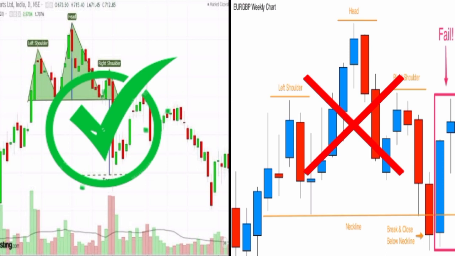In terms of technical analysis, the head and shoulders pattern is a predictive chart formation that usually indicates a reversal in the trend, where the market makes a shift from bullish to bearish, or vice versa.